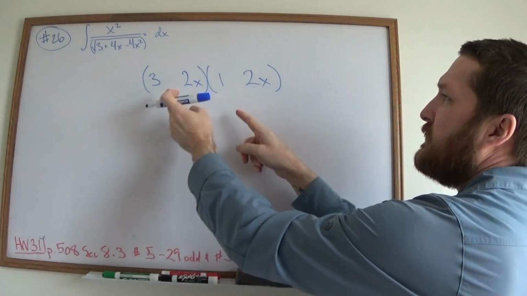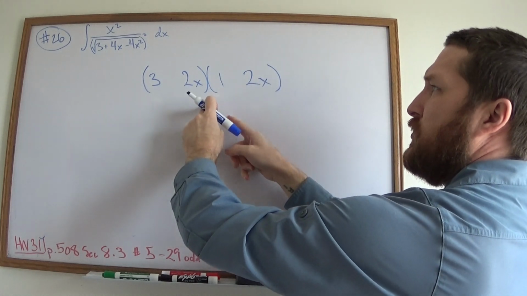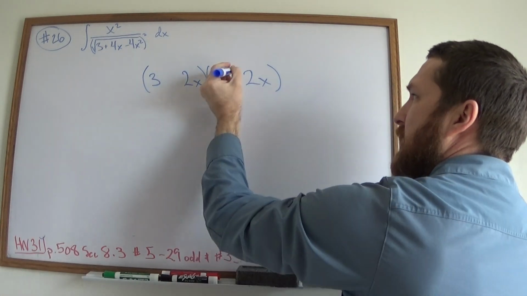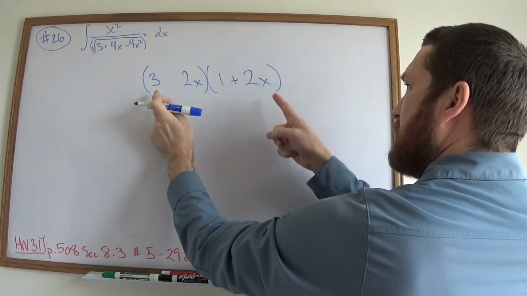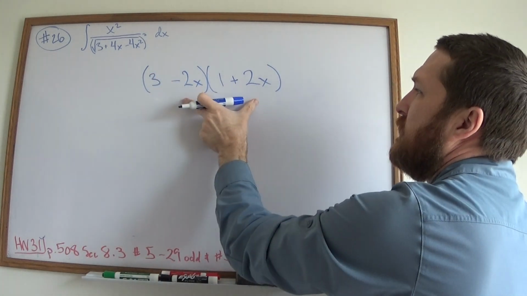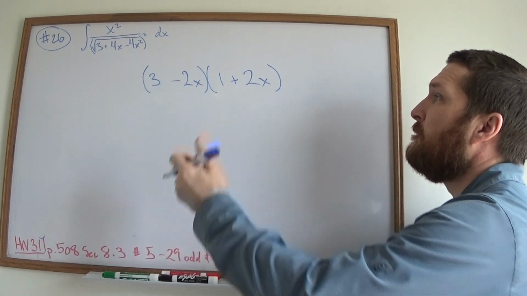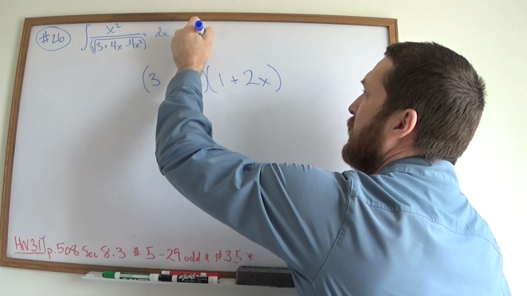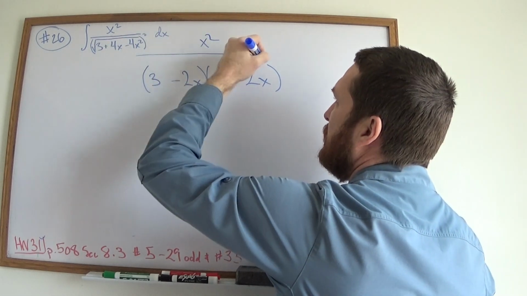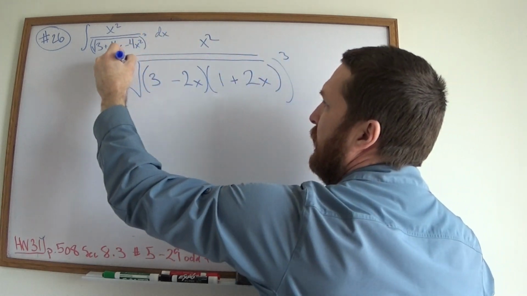First, outer, inner, last. First gives me the 3. Outer, 6, inner, 2. Can we get a 4 out of that? Yeah, if we do plus 6x minus 2x's. And then that gives me my minus 4x squared. Cool, okay, it factors, nice. So then this works out to something like this. Cubed.